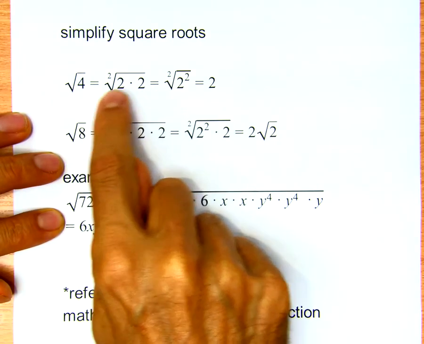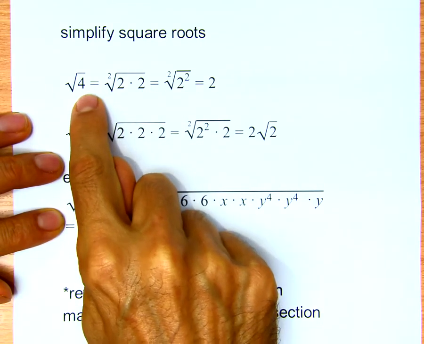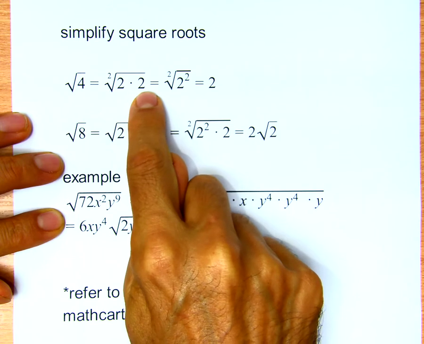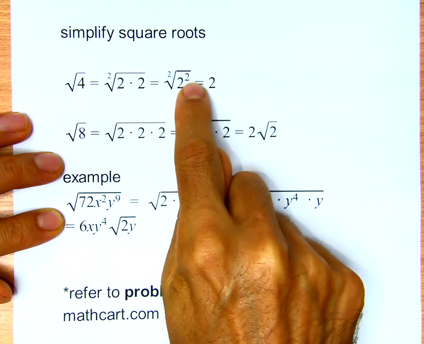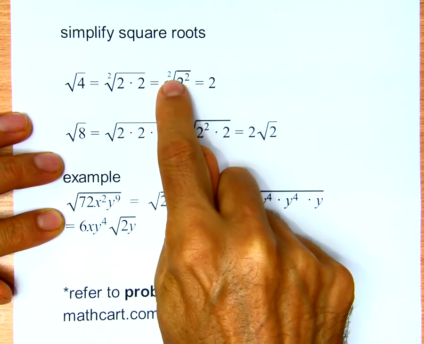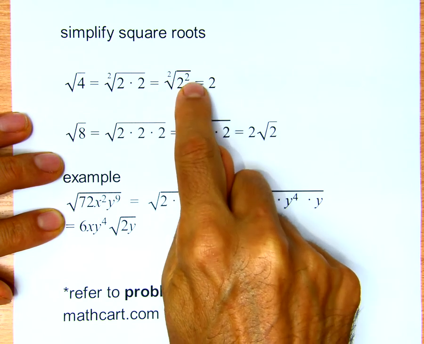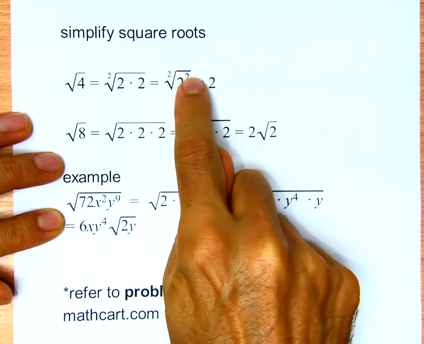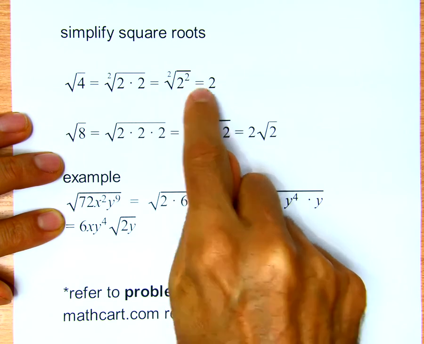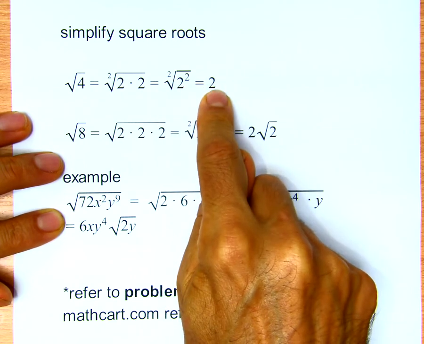2 times 2 equals 4. So this 4 can be broken down into 2 times 2. You can also think about that as 2 power 2. And since the root of 2 matches the power of 2, this root will cut this power. They will go away, and the answer will simplify to 2.